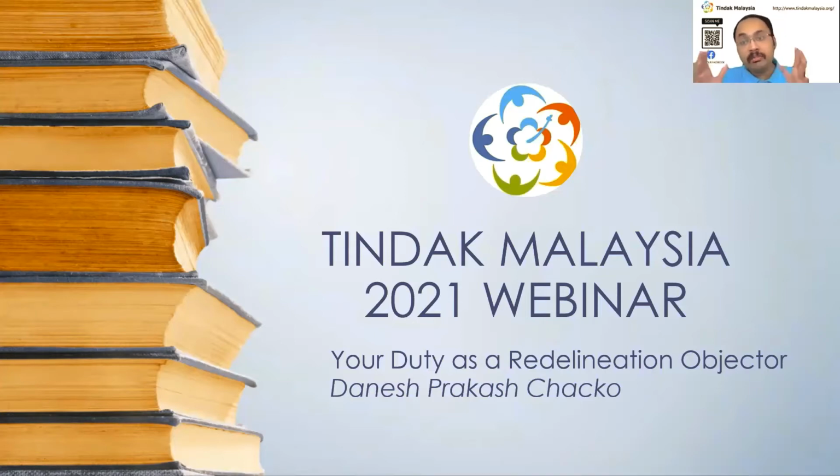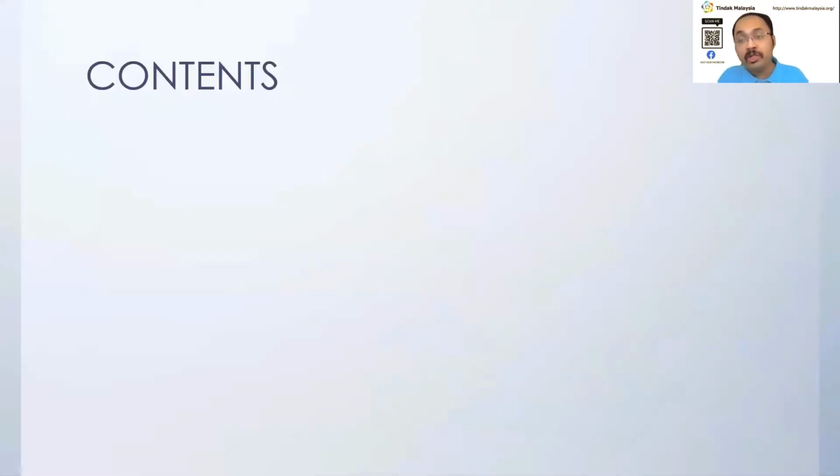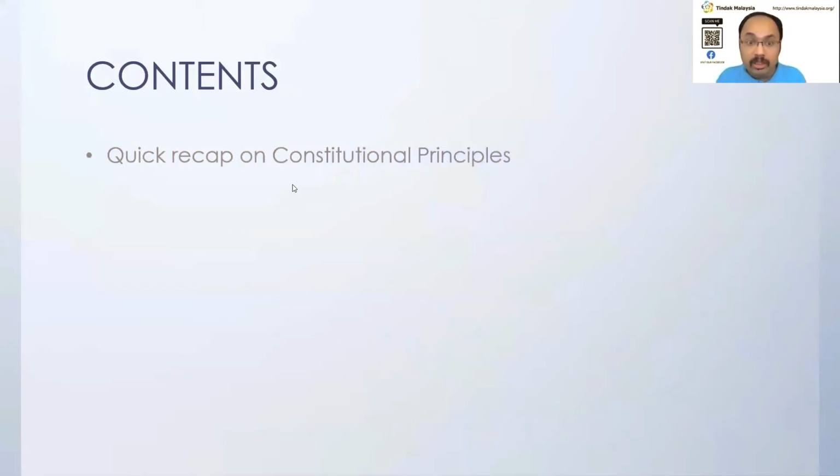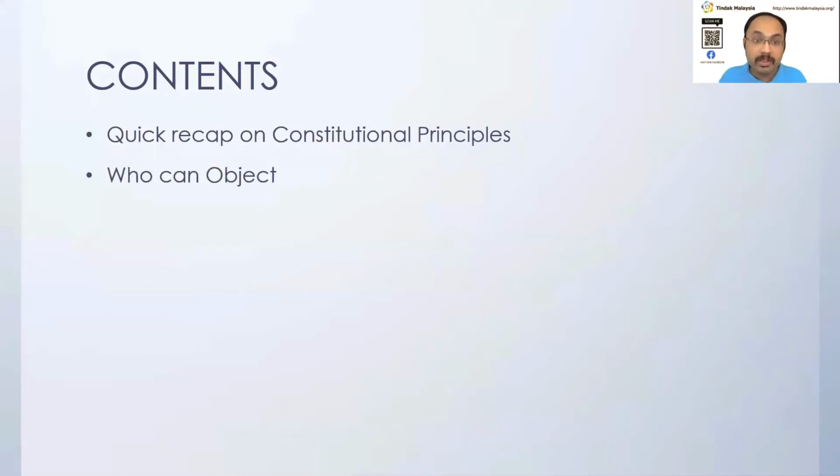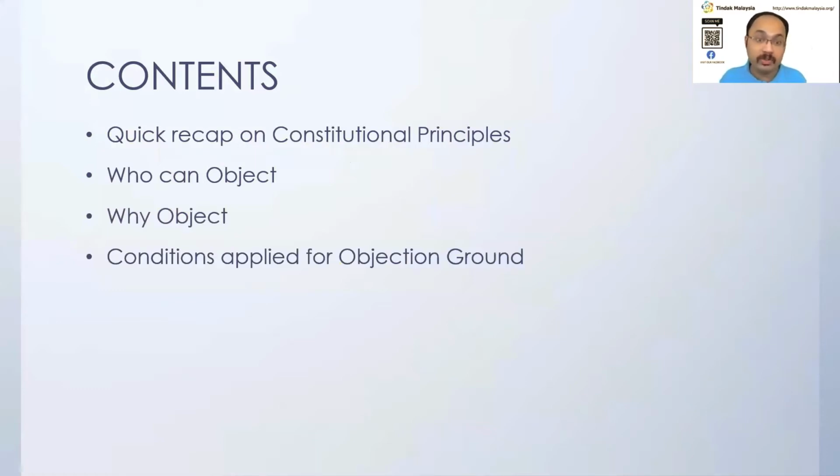In my presentation, we'll go through some key points, because at the end of the day, we want you to come out not just knowing about the process, but also being ready to be an objector. And the preparation to be an objector starts today, not when you hear the news that the redelineation notice got issued. So we have to go through the constitutional principles briefly. We want to know who can object, why should we object, and very important, on what grounds can you object? The do's and the don'ts for the objection grounds.